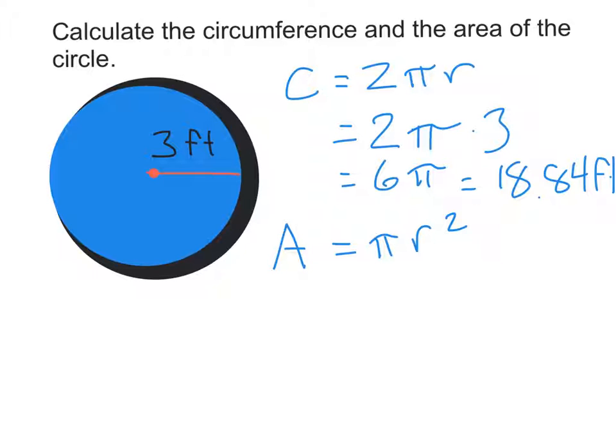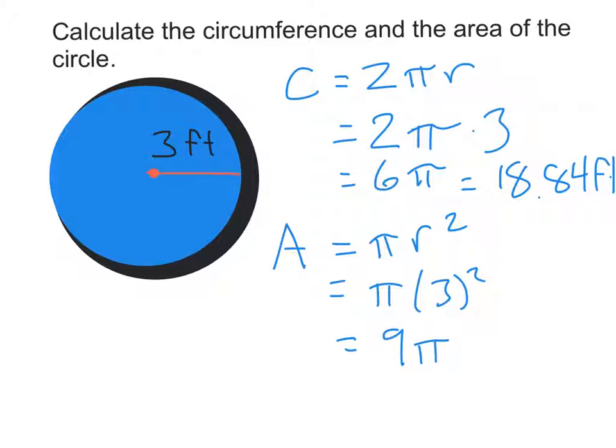Because it's just like perimeter in this case. It's not feet squared, just the distance around is in feet. For our area, it's going to be very similar. We have pi times r squared, which is 3 squared. That gives us 9 pi.